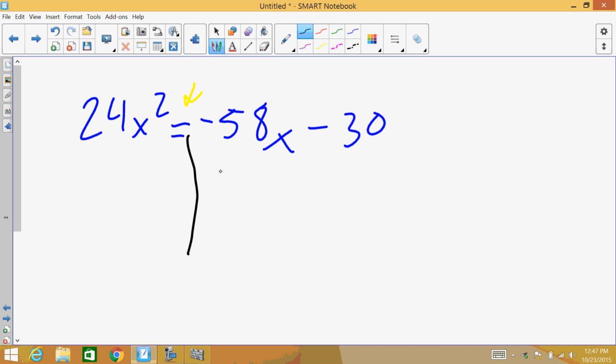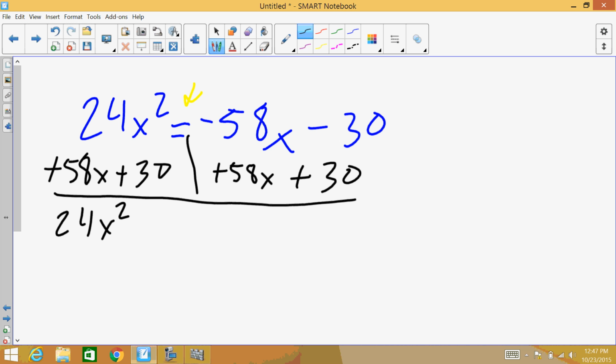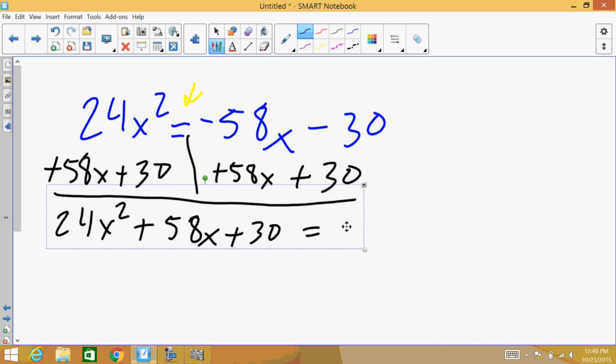So I'm going to go ahead and add 58x, and I'm going to add 30 while I'm at it. Okay, so let's get that line out of the way. Made that guy a little too long. Over on the left side, 24x squared. Can't combine that because they're not like terms. They don't both have x squareds. Plus 58x plus my 30. All of that now over here on this side, looks like I've only got a 0 over there. So all that's equal to 0.